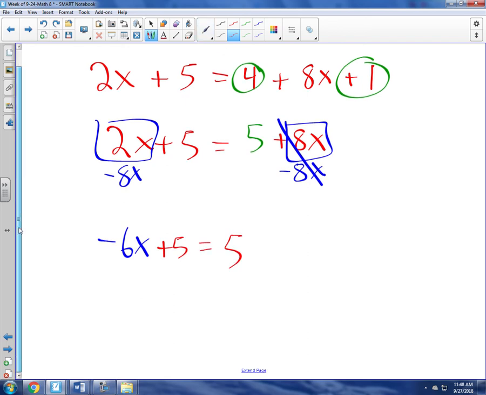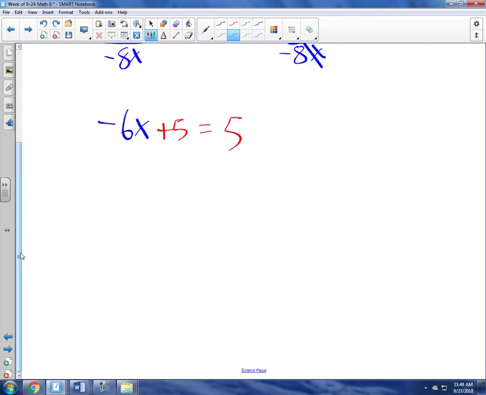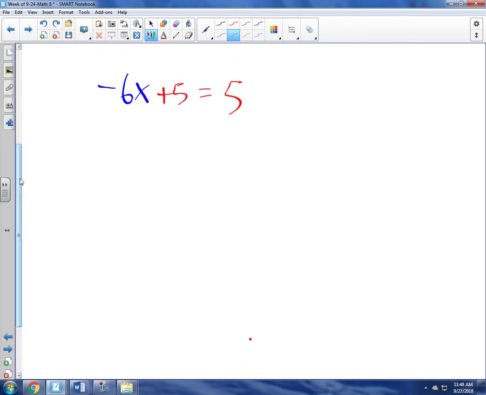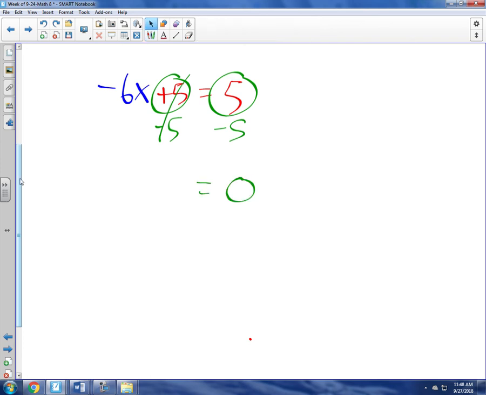So this is where I'm at right now. And remember, you don't have this problem written, so make sure you put this in the margin somewhere, in some space. And now I want to solve this, and we usually circle these. So I'm going to subtract 5, I'm going to subtract 5. So I'm going to have the following. Over here I'm going to have 0, and over here I'm going to have -6x.